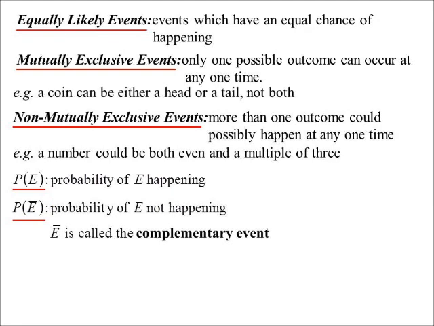If we want to work out the probability of it not happening, then we put a bar over the top. The bar over the top says, I want to find out the probability that it doesn't happen. This is known as the complementary event. Every event has a complementary event. Either it happens or it doesn't happen, basically.